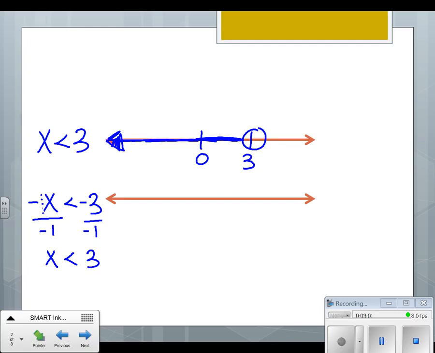Coming back over to the problem, when I divided both sides by negative 1, I had to reverse the sign, so x is now greater than 3. Because what we're doing here is dividing both sides by a negative, that's making everything the opposite. So that means you have to reverse the sign to the opposite of what it was. So now our graph is open at 3, but greater than 3, we would shade to the right.